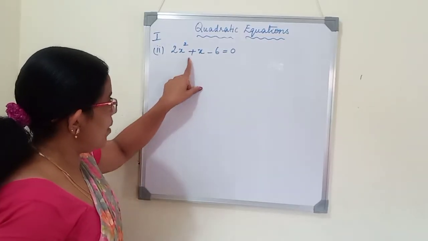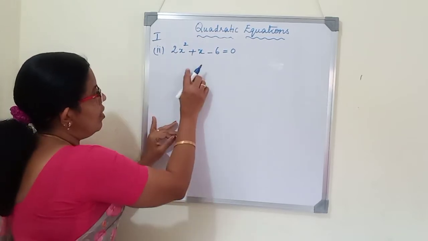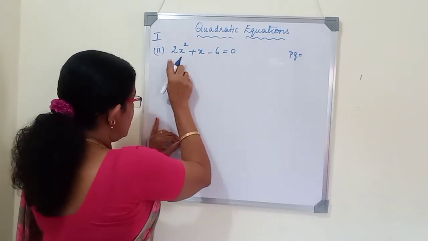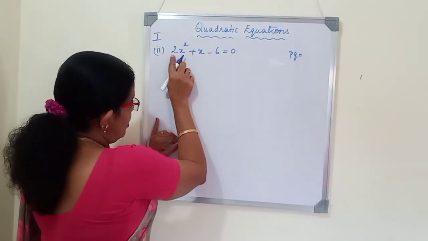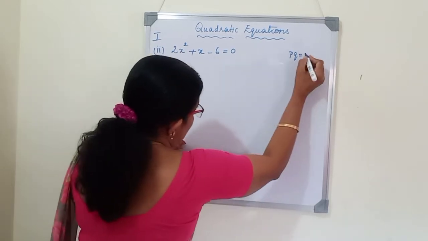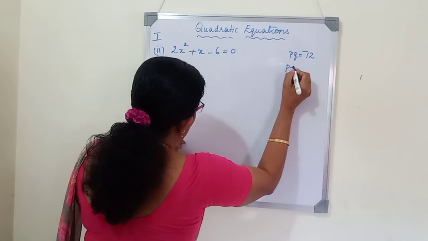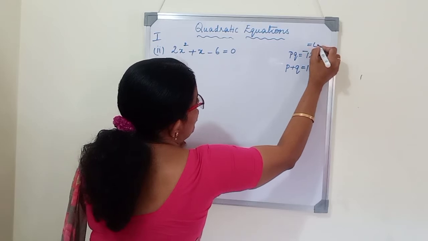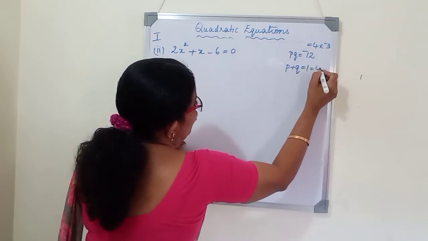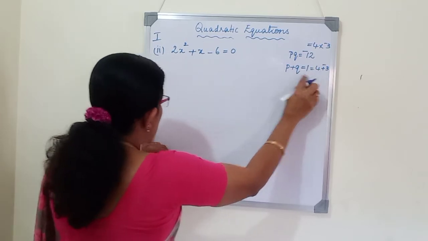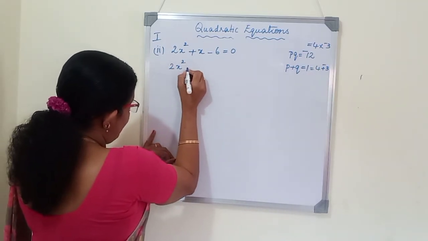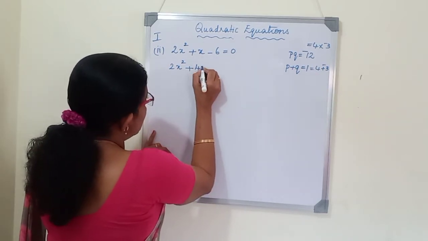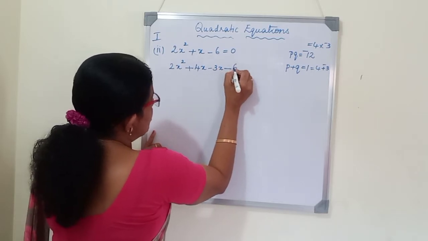Second question is 2x square plus x minus 6 equals 0. In this case, we will write the product PQ as not only minus 6, but 2 into minus 6. The coefficient of x square we also multiply with the last constant. That is, product is minus 12 and sum is the coefficient of x, that is 1. When we multiply 4 into minus 3, we get minus 12, and 4 plus minus 3 we get 1. So now we write the first term and last term as it is. The middle term, that is the coefficient of x, we will split as 4x minus 3x, plus 6 equals 0.